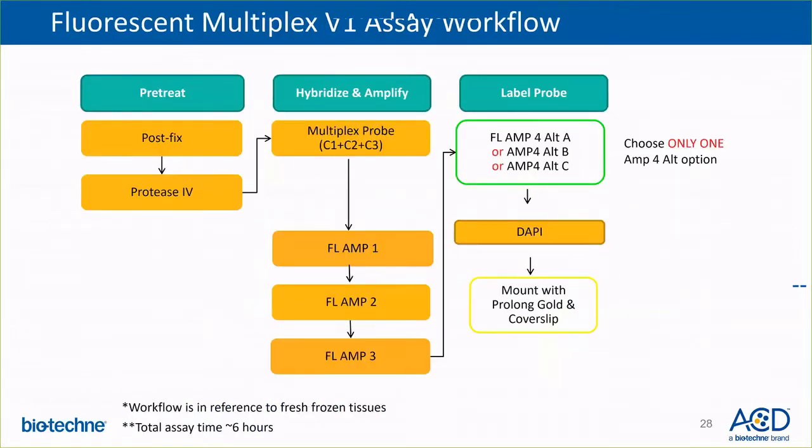Here's the workflow overview for our fluorescent version 1 assay. The total runtime is about 6 hours from sample pretreatment to counter stain and mounting. Please note that you are provided with 3 different AM4 options, but you only need to use one of them. You can choose one of the alt options, either A, B, or C. I will explain in the next slide how to choose one of these.